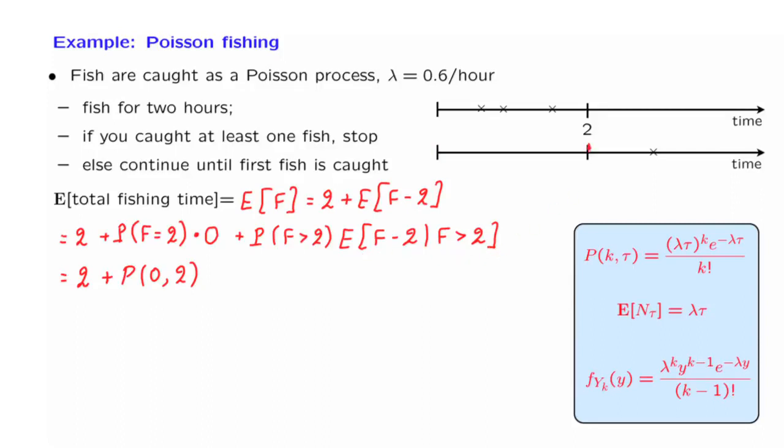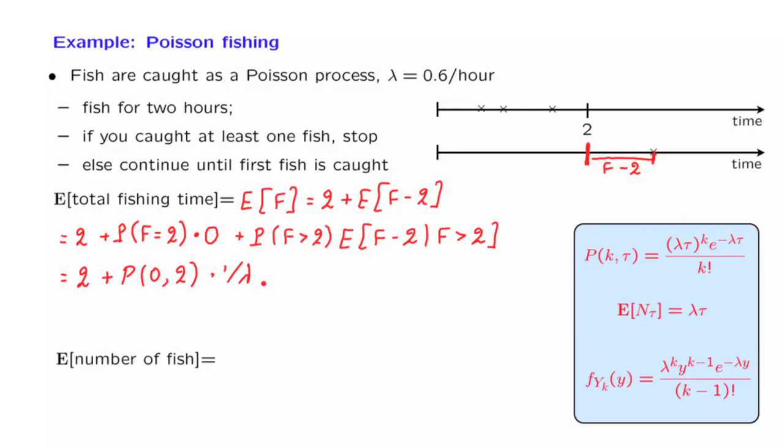And then we have this conditional expectation. Given that you didn't catch anything, and therefore you will be continuing fishing, what is the expected amount of time, F minus 2, that you will be fishing? Now, the Poisson process starts fresh at time 2, so looking into the future, we're faced with the Poisson process and we're asking for the expected time until the first arrival. And this time has an expected value equal to 1 over lambda.